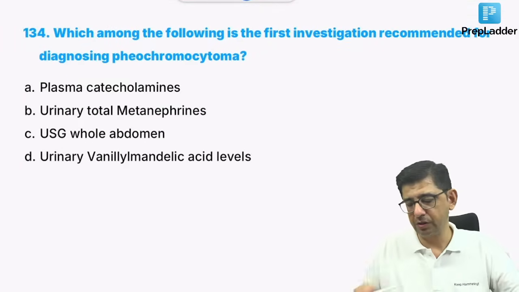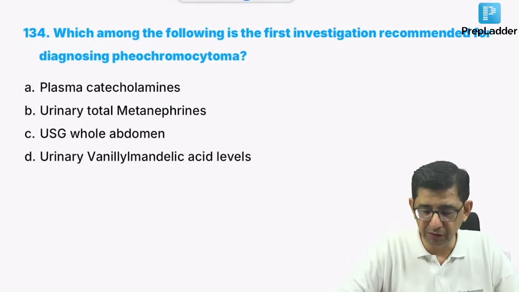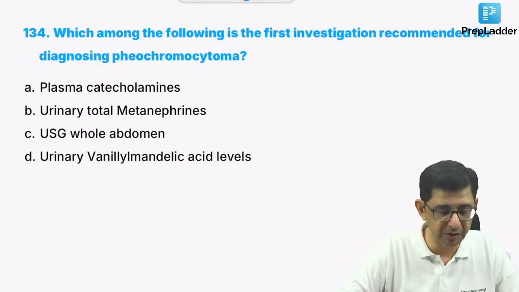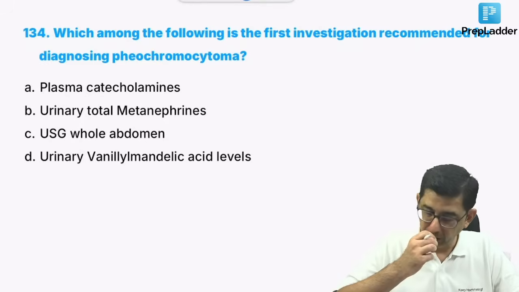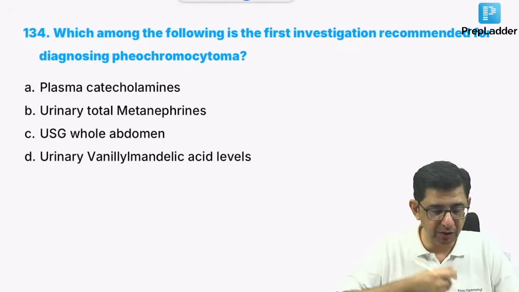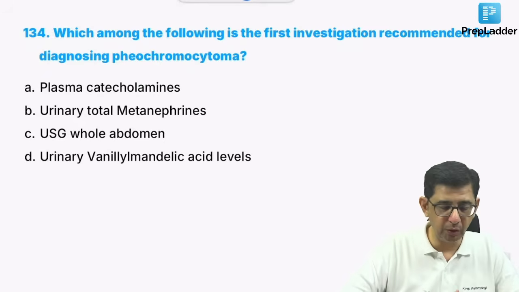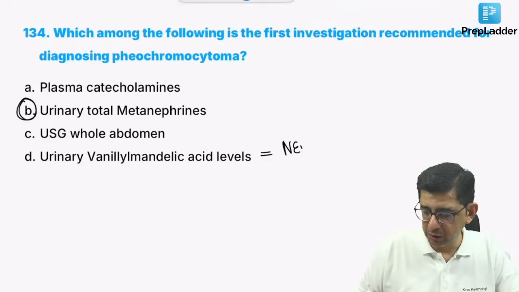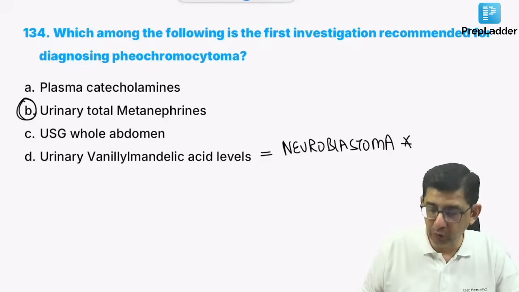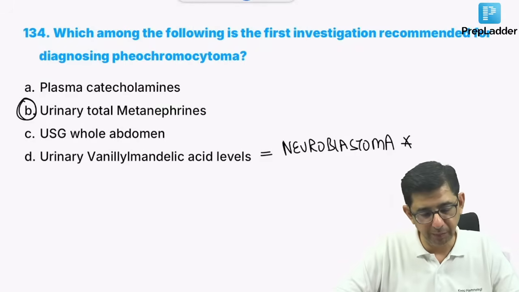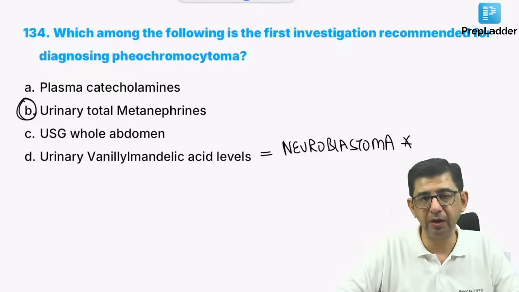Moving to the next one, which is the first investigation recommended for diagnosis of pheochromocytoma. Quick answers please. Pheo present in a patient, and we're doing a first investigation. First investigation recommended for these patients would be urinary total metanephrine, guys. The answer is not D. Urinary vanillylmandelic acid, VMA, levels are used for diagnosis of neuroblastoma and not for diagnosis of pheochromocytoma. If both are given in the options, as I've mentioned, it is urinary total metanephrines which would be the answer.